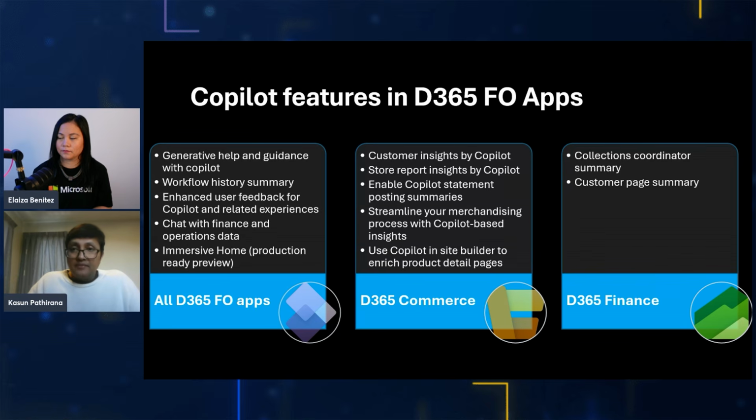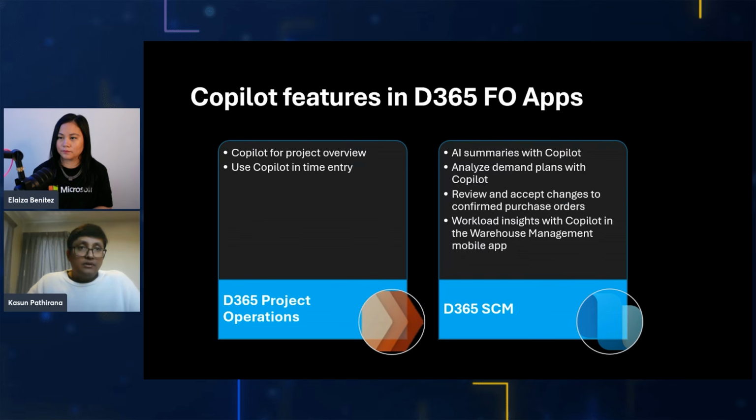With that, we will move into the Copilot features which are in Dynamics 365 Project Operations as well as Dynamics 365 Supply Chain Management. So let's look at Copilot for Project Overview in Dynamics 365 Project Operations. So this is powered by Azure OpenAI. So the Copilot in Dynamics 365 Project Operations helps project managers work smarter by generating task plans, creating status reports, or answering questions through a conversational chat.